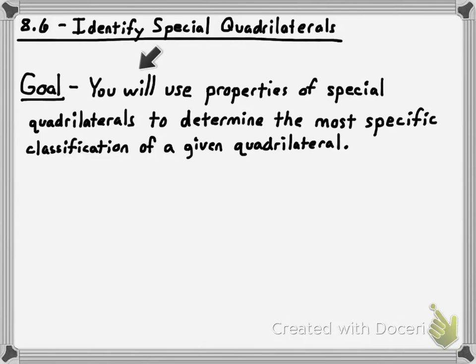The goal here is that you'll use properties of special quadrilaterals, the aforementioned special quadrilaterals, to determine the most specific classification of a given quadrilateral. Now, you'll understand what that is once I get to examples later on. First, let's get to the business of summarizing what we've learned in terms of properties for special quadrilaterals.